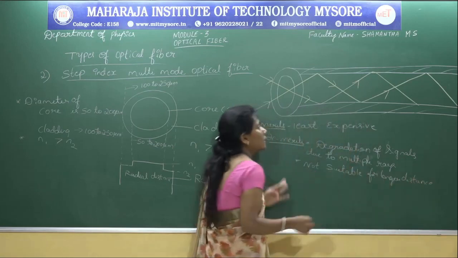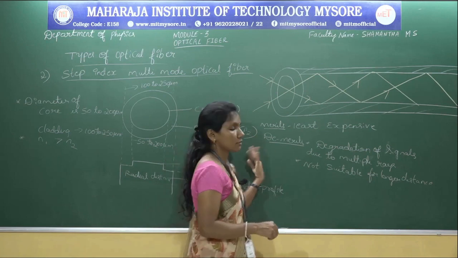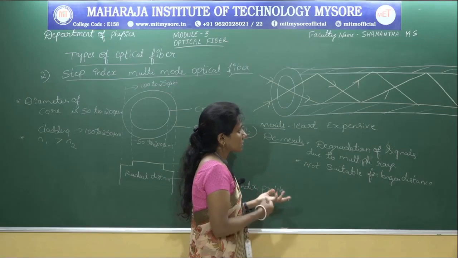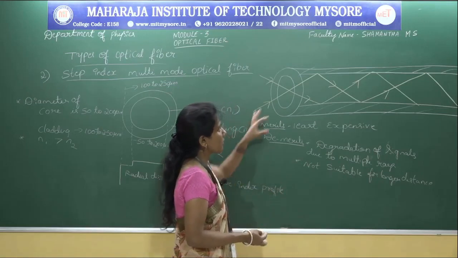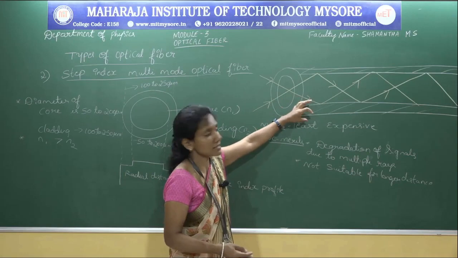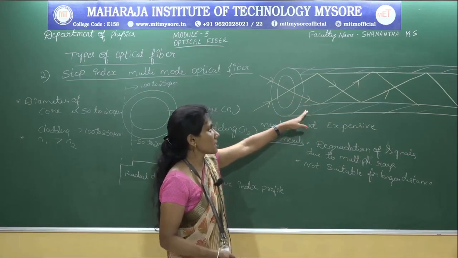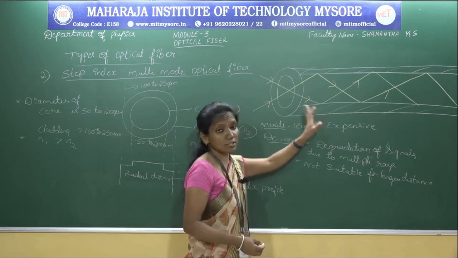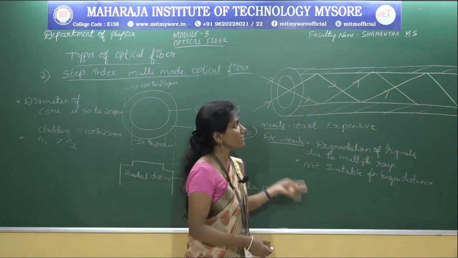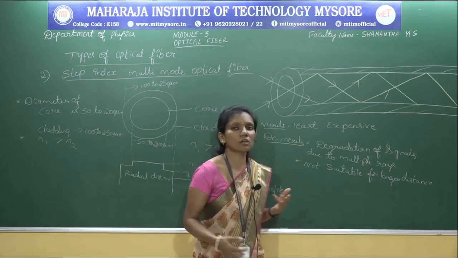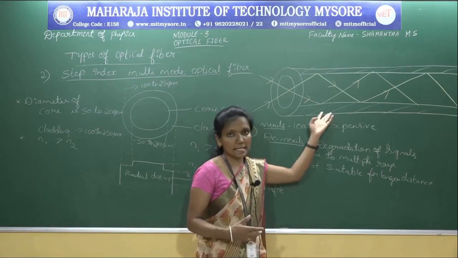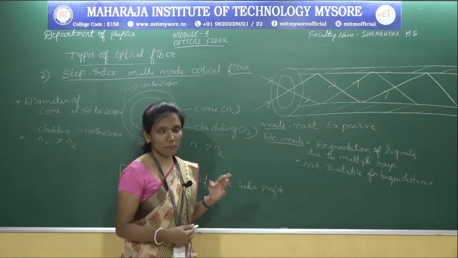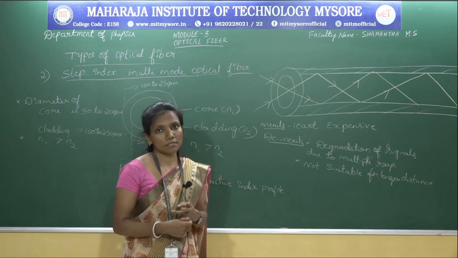So this has a lower bandwidth compared to the step index single mode optical fiber. If a number of rays pass together inside the optical fiber, there is a loss of signals, and also attenuation. Attenuation means the strength of the signals decreases due to collisions inside the optical fiber. It is used less compared to the single mode optical fiber.